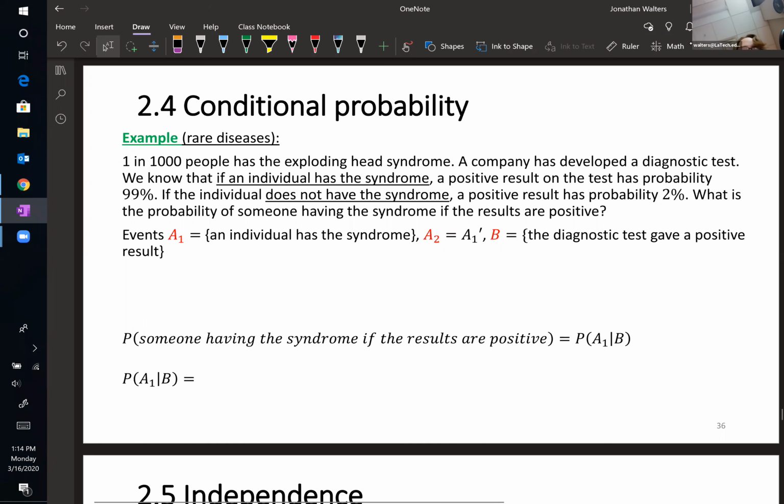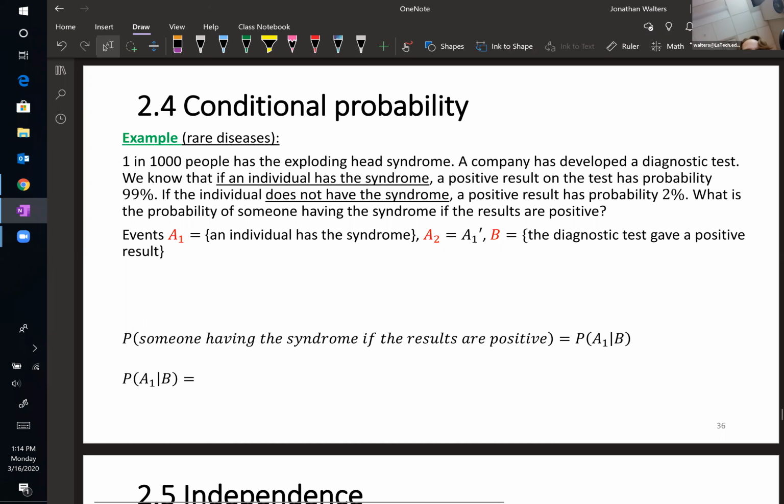So we know that if an individual has the syndrome, then the positive result on the test is 99%. Like we can know 99% of the time that you do have it. If the individual does not have the syndrome, a positive result has a probability of 2%. So what is the probability of someone having the syndrome if the results are positive? Basically, you don't know if you have it. You want to be tested for it. What is the probability that you have it?